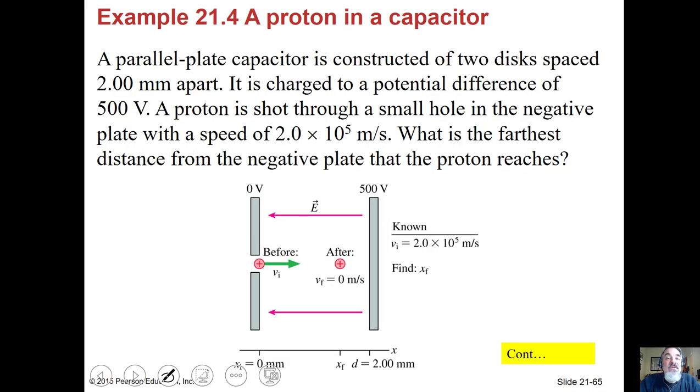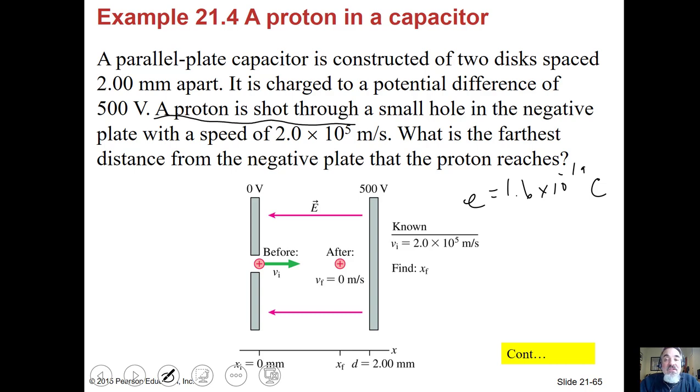Okay, so here's an example. A parallel plate capacitor is constructed of 2 discs spaced 2 millimeters apart. Okay, good. It is charged to a potential difference of 500 volts. Okay, excellent. A proton is shot. Okay, so a proton. Right away we know the charge of a proton. So this is the fundamental charge. 1.6 times 10 to the minus 19th coulombs. So whenever you see electron or proton, you know the magnitude of the charge.